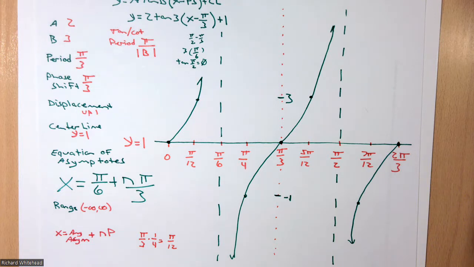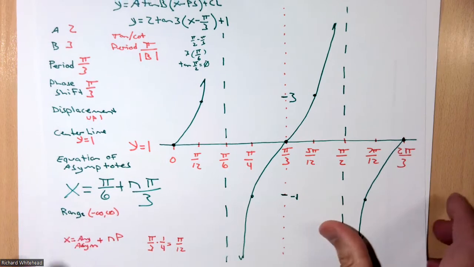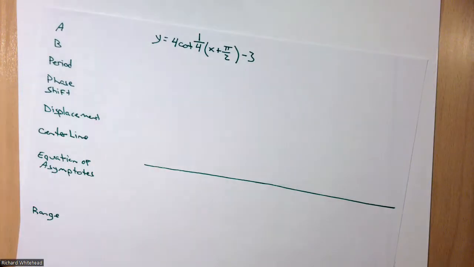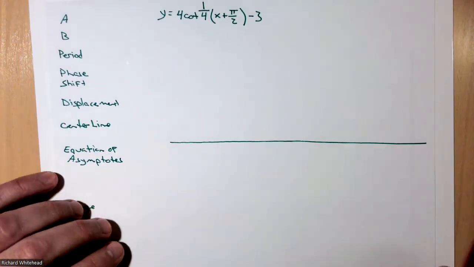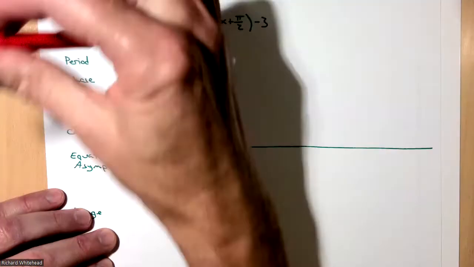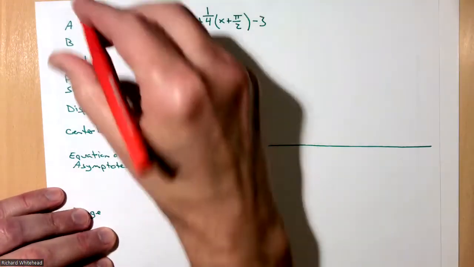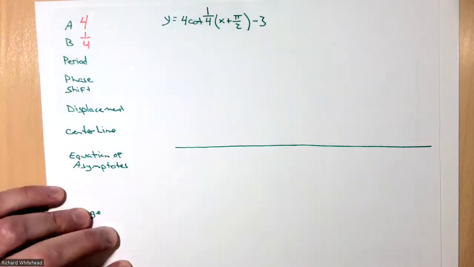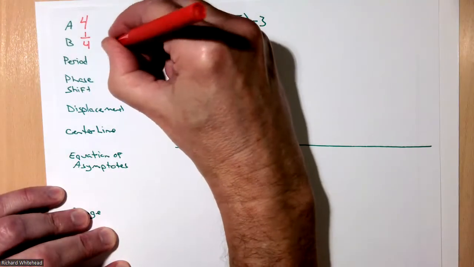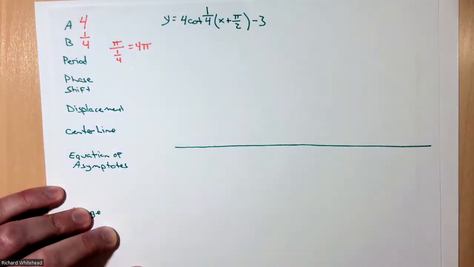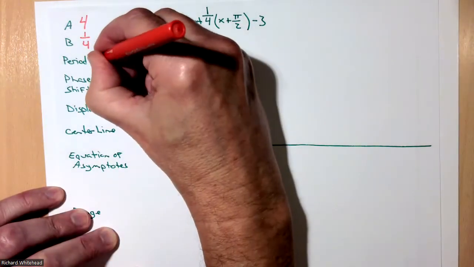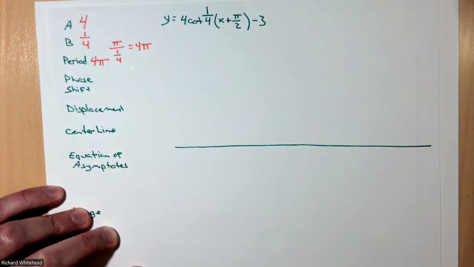Because I got a cotangent curve to do next. I guess we can do it on. Okay, cotangent. So I made this one a little bit goofier. So A is 4, B is 1/4. Well, wait a second. That means the period is pi over 1/4, which is equal to 4 pi. Oh, so this one's going to be just a little weird.